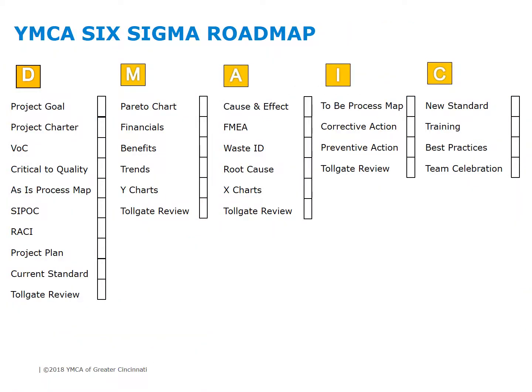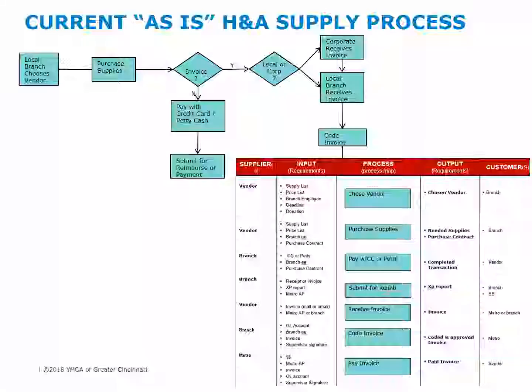The SIPOC is directly related to the as-is process map. Notice how the steps in the process map above match the SIPOC. It is just a more detailed look into the process by outlining the suppliers, inputs, outputs, and customers for each step.